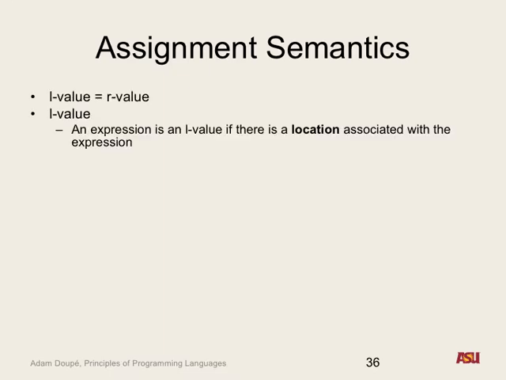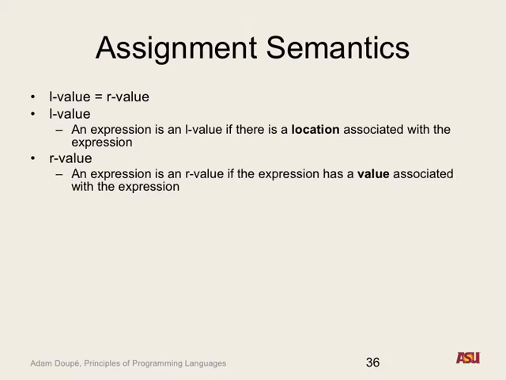So we've talked about an expression being an L value if there's a location associated with that expression. Does the expression X have a location associated with it? Yes, X is bound to a location. Does x plus 5 have a location associated with it? No, it doesn't make sense. There's no location associated with x plus 5. So then what's an R value? Something with no location, so basically just a value.